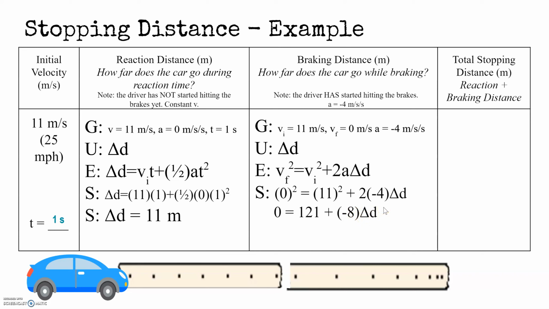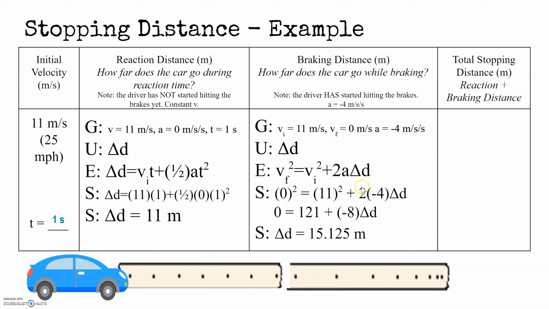I'm going to subtract 121 from both sides. I'm not showing this on the slides, but I'm just explaining. Subtracting from both sides, I'd get -121 is equal to -8 times the displacement. Then you divide both sides by -8, and if you do that correctly, you can try that on your own, you should get a displacement equal to 15.125 meters.